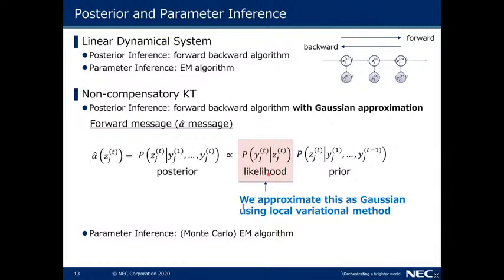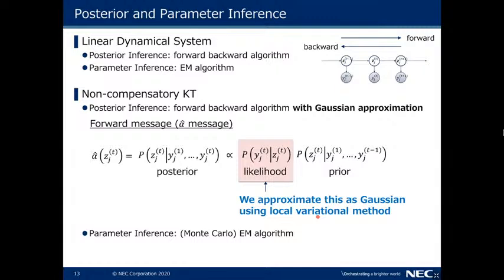Once we approximate the likelihood as Gaussian, we can treat our non-compensatory KT just like a linear dynamical system. We can use the posterior inference method proposed for linear dynamical systems, and parameter estimation can also be done with the typical linear dynamical systems algorithm. So now we are going to approximate this likelihood function as Gaussian, and we use the local variational method.